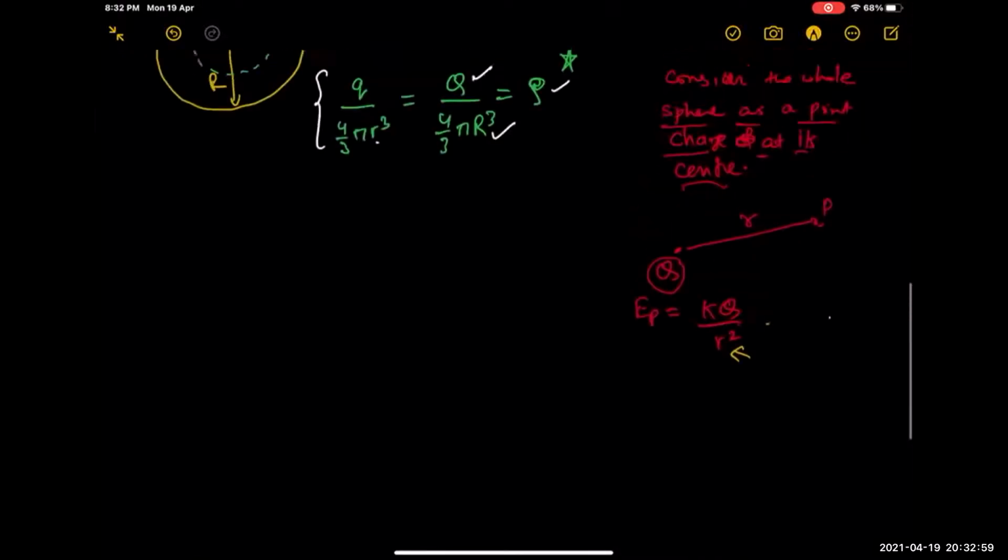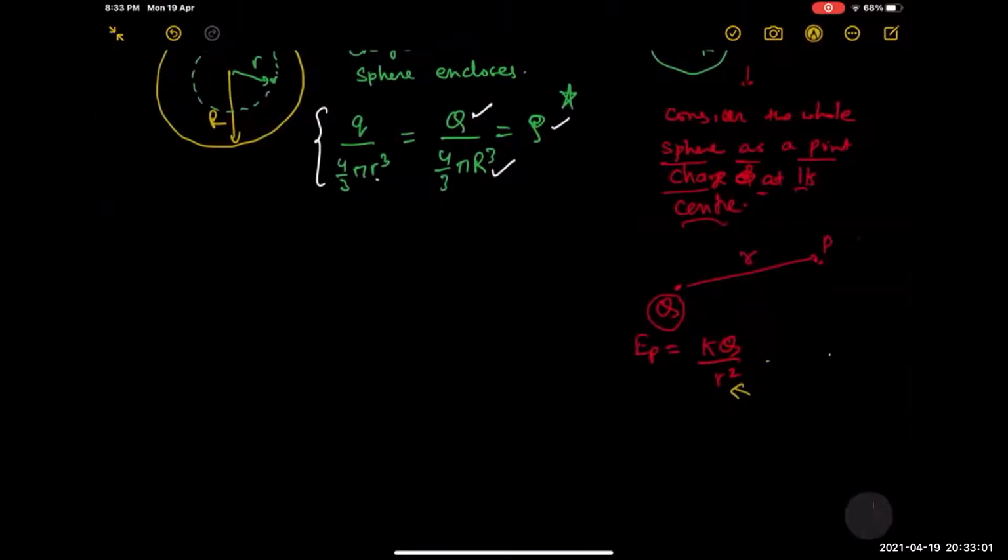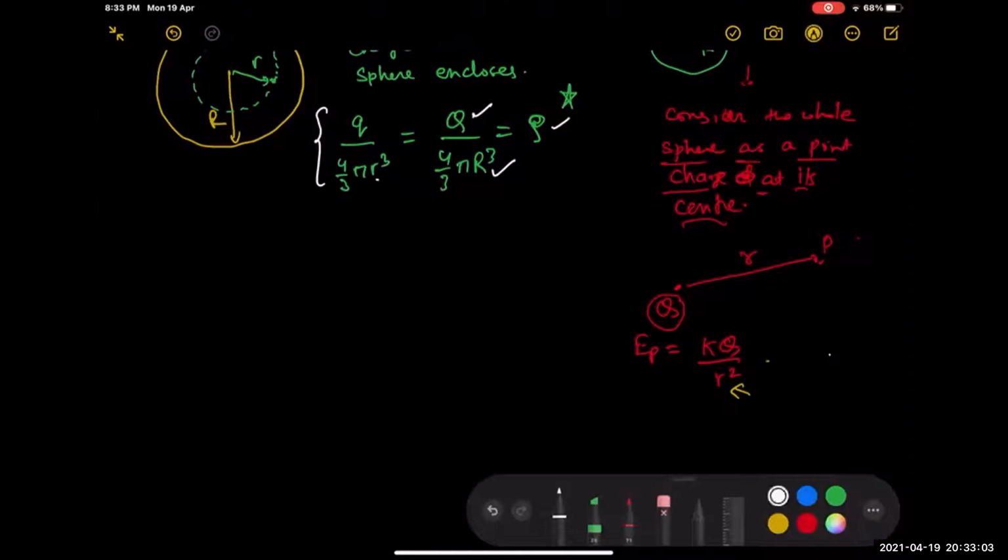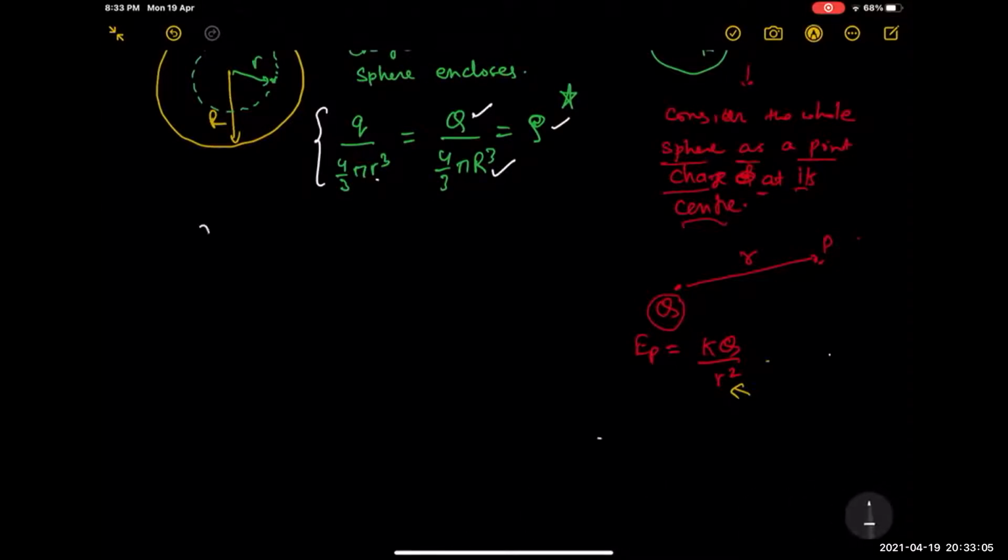So therefore, what will be the charge enclosed by the small sphere? It will be capital Q into r cube by R cube. This will be the charge enclosed by the small sphere.